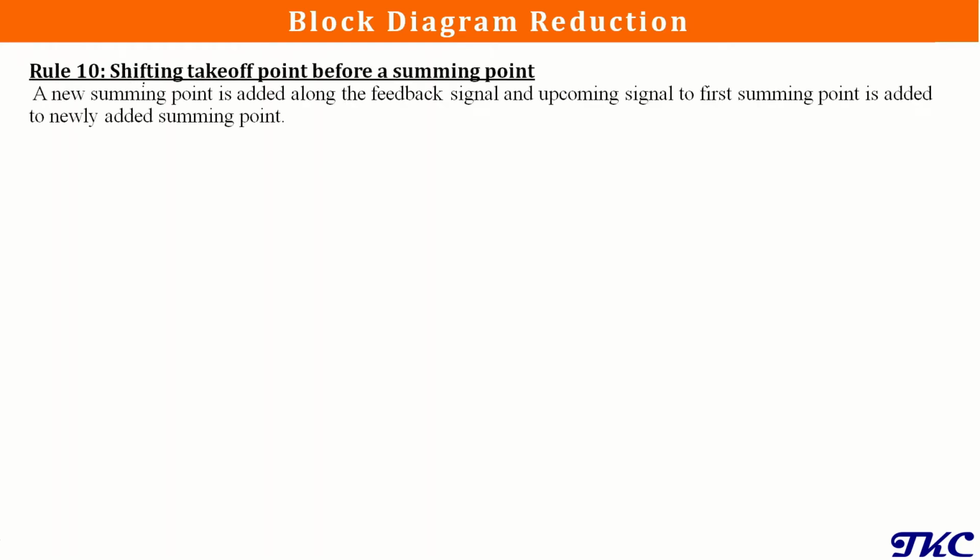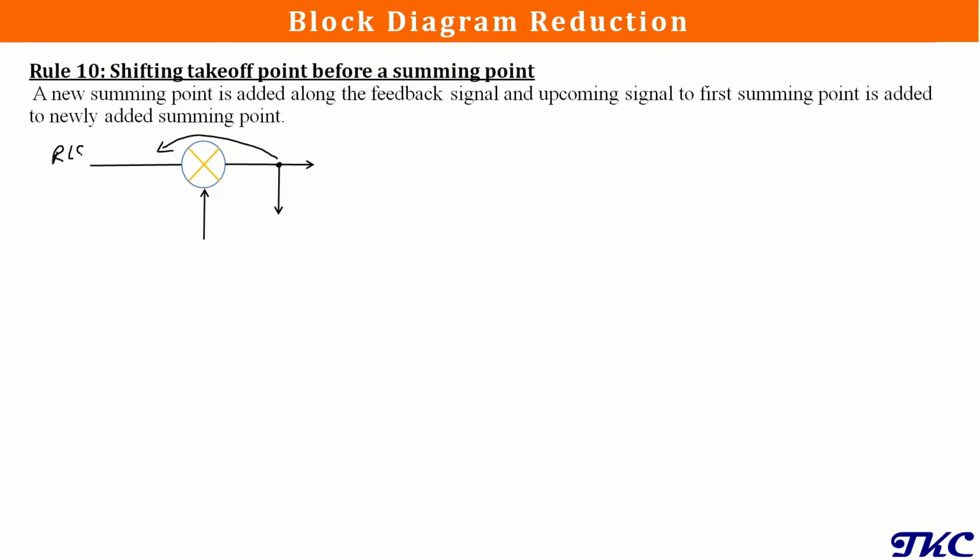Next is rule number 10, shifting a takeoff point before a summing point. When we use this rule, a new summing point is added along the feedback signal, and the incoming signal to the first summing point is added to the newly added summing point. Let's understand this. Here we have a takeoff point after the summing point, and we want to move this takeoff point before this summing point.